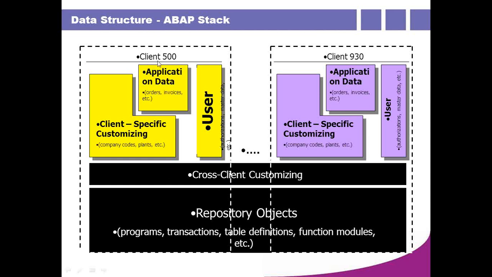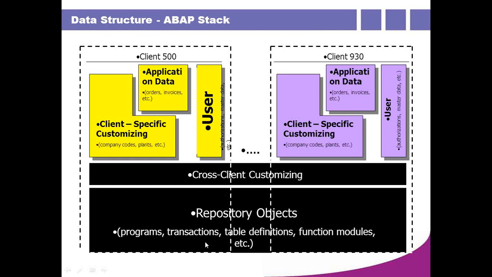That means by sitting here, if you are authorized, you can access this. By sitting here you can access this, because we have only one repository area. For example, assume that an XYZ program is there. In the entire system, only one XYZ program will be there. There is no XYZ for 500 client, no XYZ for 930 client, no XYZ for 000 client. That's why the repository is only one. If you are accessing any functionality here, it is using these repository objects.